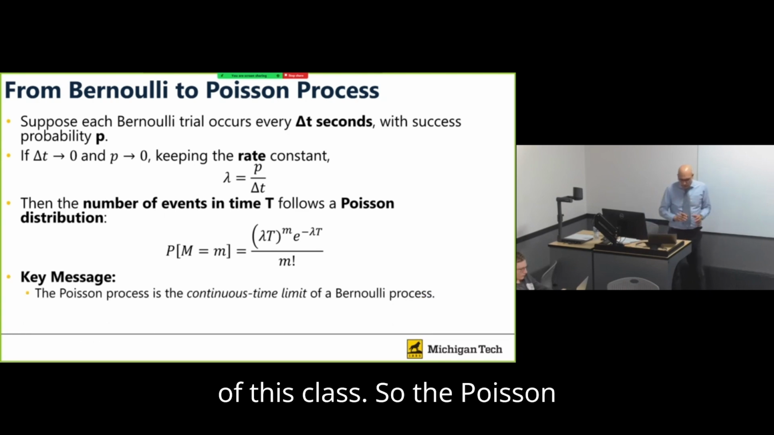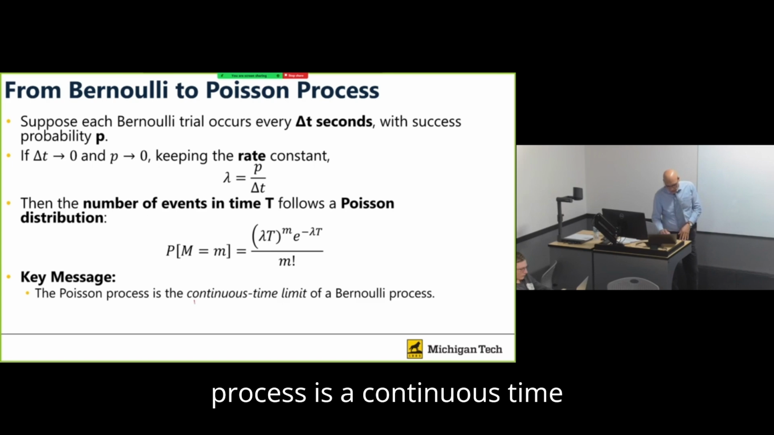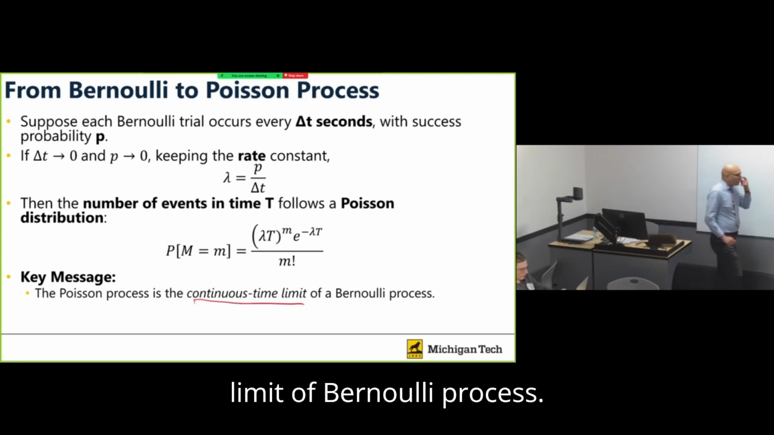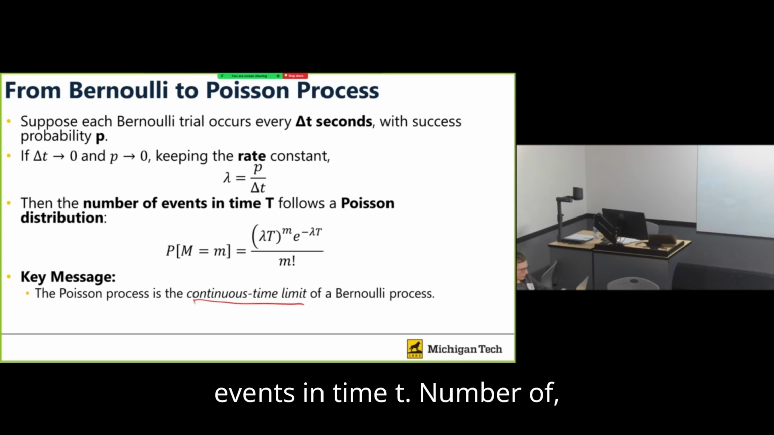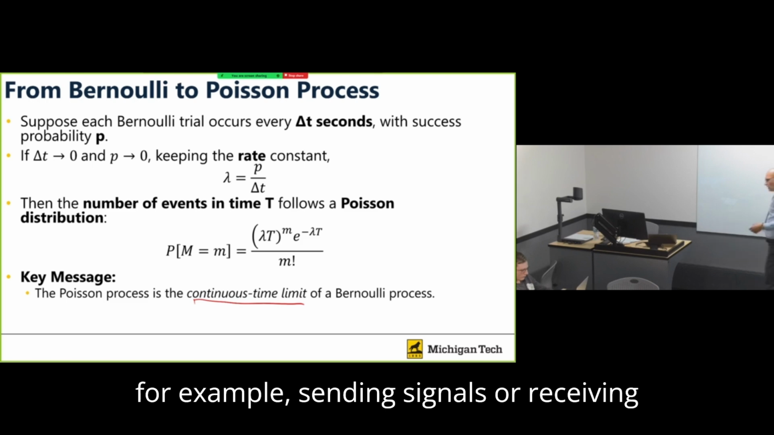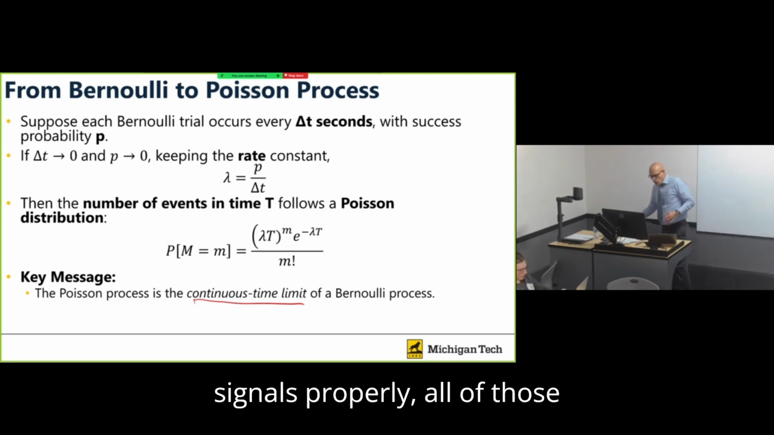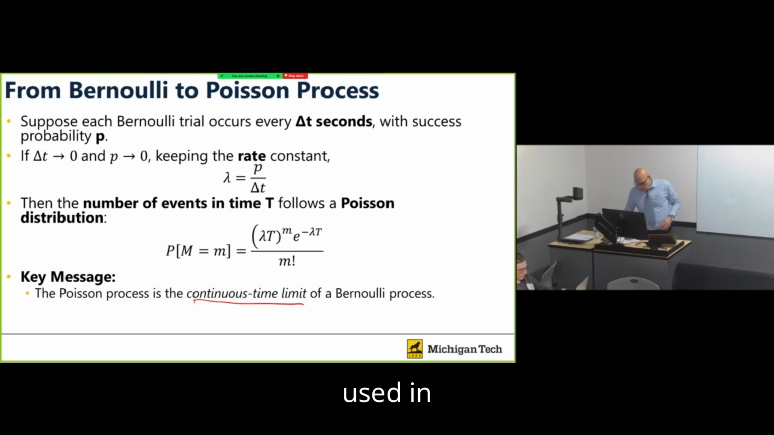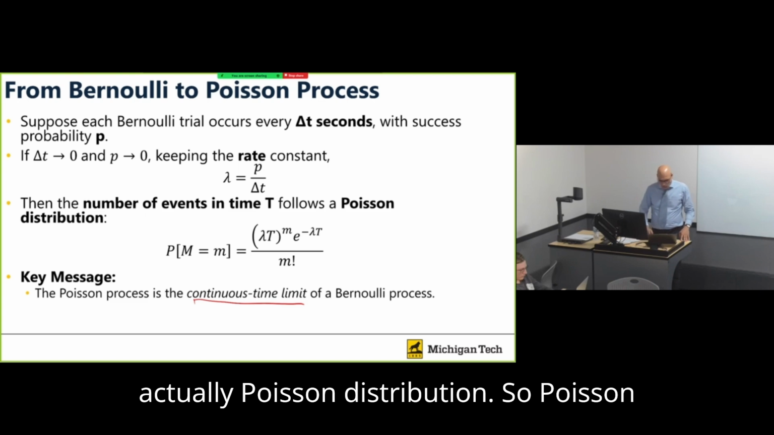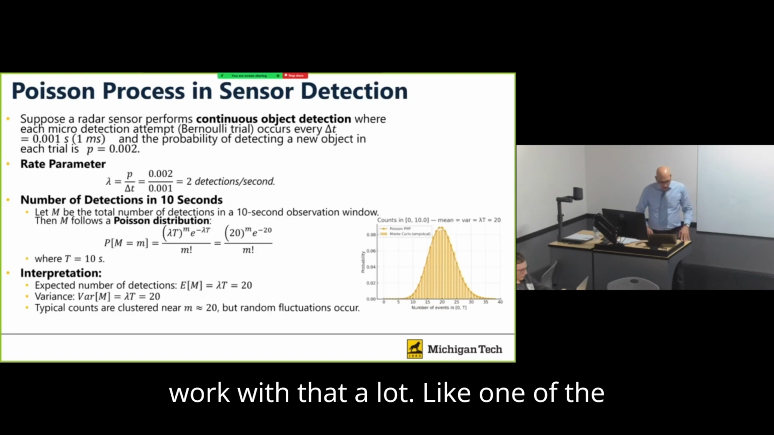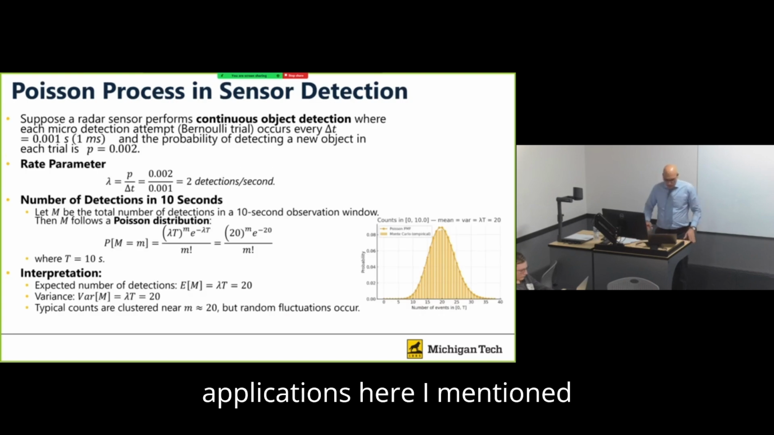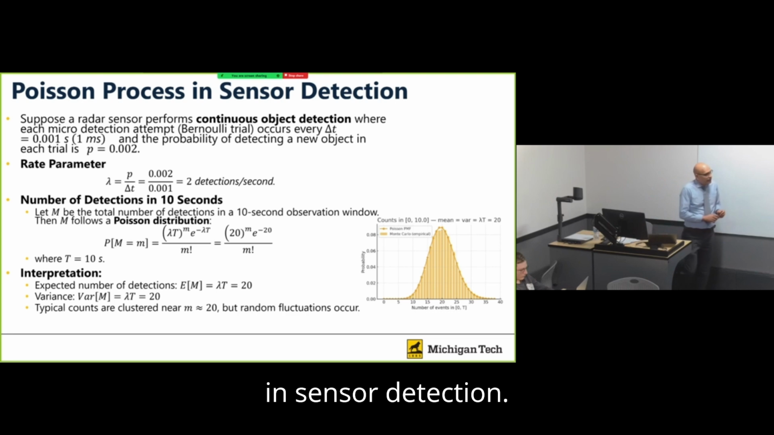So the Poisson process is a continuous time limit of the Bernoulli process. Normally it is the number of events in time t, for example sending signals and receiving signals properly. All of those used in actually Poisson. So we work with the Poisson distribution a lot. One of the applications I mentioned here is sensor detection.